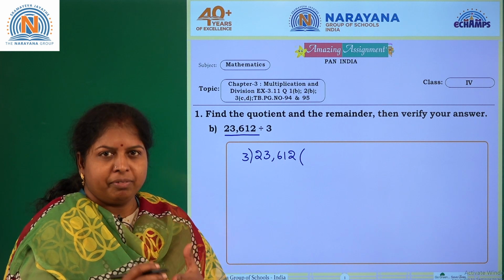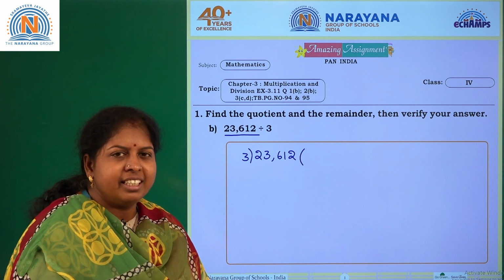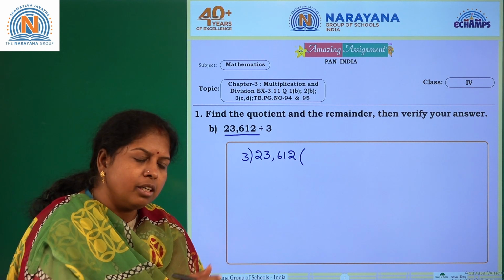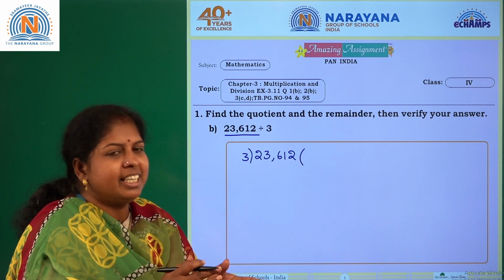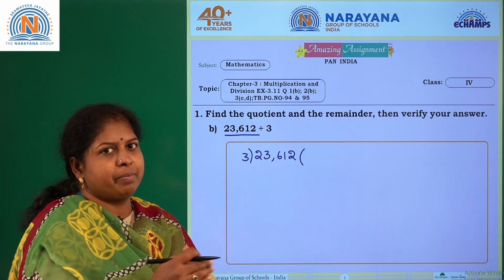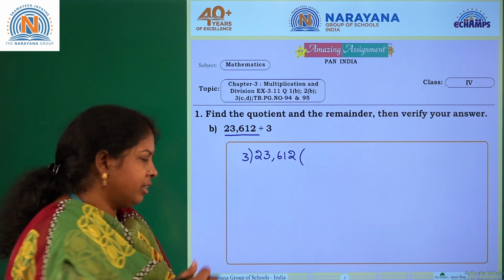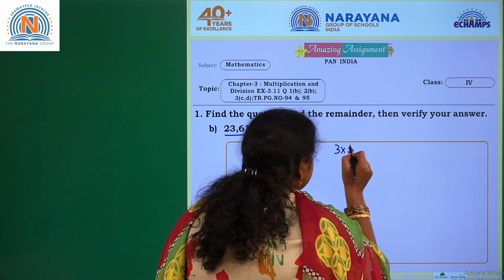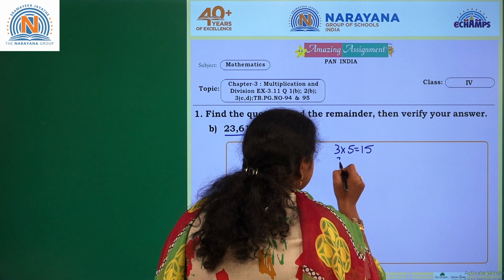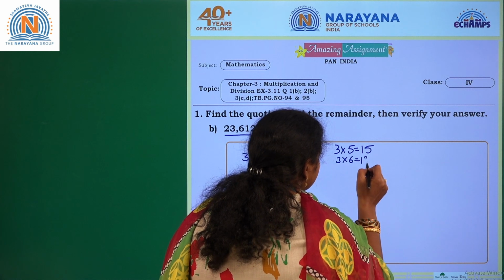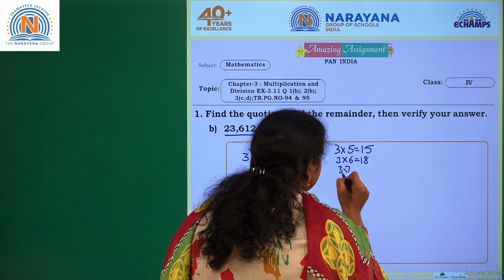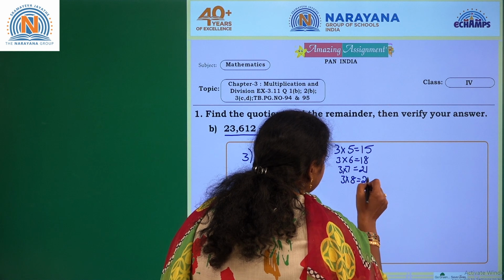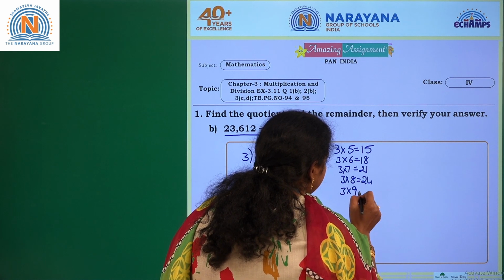In the multiplication table of 3, where will you get 23? Is there any number that gives 23 in the table of 3? No. Means you go down. Is there any nearest number which you can subtract from 23? If you observe the 3 table, 3 5s are 15, 3 6s are 18, 3 7s are 21, 3 8s are 24, 3 9s are 27.